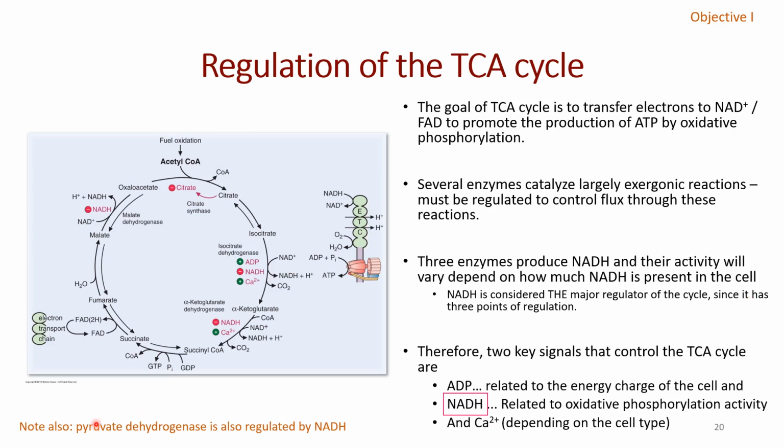And here's a note down here. We'll talk about pyruvate dehydrogenase in a few minutes, but it's also regulated by NADH. That pyruvate dehydrogenase enzyme sits right here, and it will actually control the production of acetyl-CoA, and it is also under the NADH signal as well.